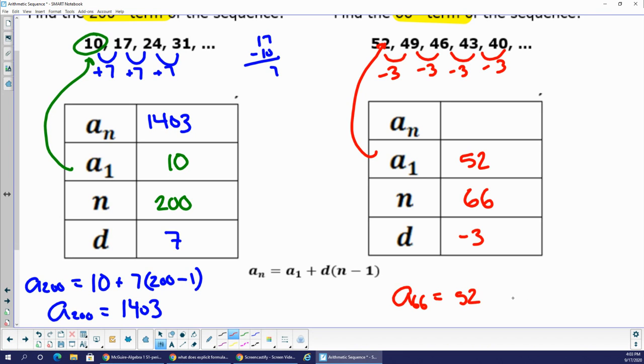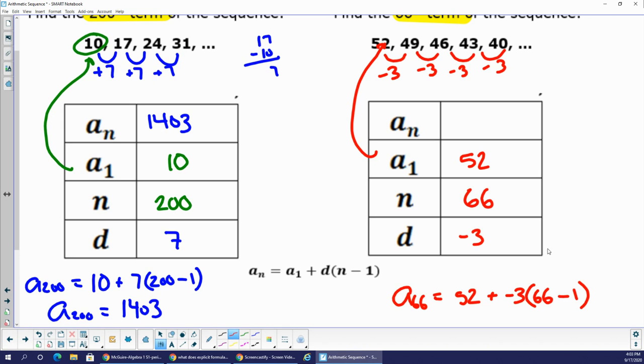And now this is where it gets a tiny bit tricky. You can do this two ways. Since d is negative, you can do plus a -3. Or some of you guys know that the negative is going to trump the plus here, so you don't really need that plus sign. But you can keep it. It doesn't make a difference. And then we have 66 minus 1.